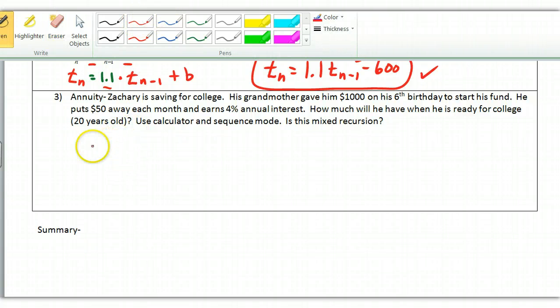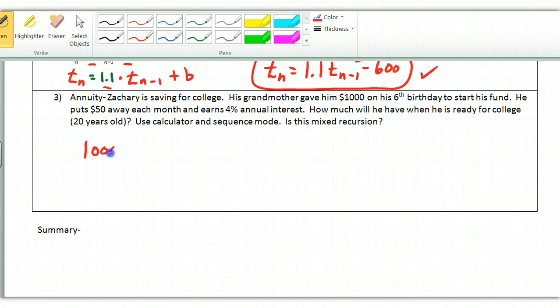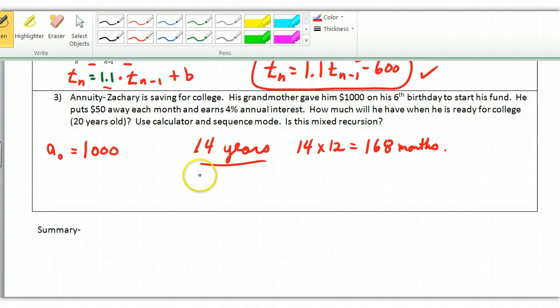So what happens now is that we start with 1,000. Okay, so that's your A0. That's your first term, which is in this case 0. And then he puts away $50 each month from his 6th birthday to his 20th birthday. That's 14 years. Okay, so 14 times 12 will give me the amount of months that we have there, 168. The interest rate, since he's doing this monthly, will be 0.04 divided by 12. We can figure out what that number is, but I like to just leave it like that.